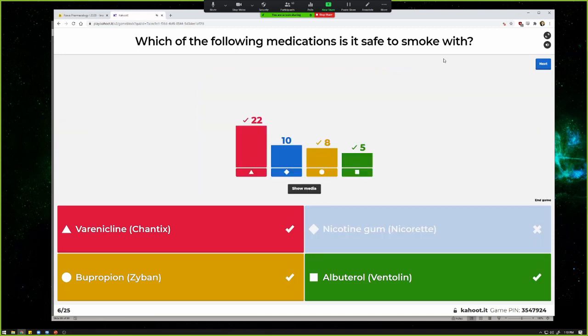You think? Well, there's also multiple answers here, so good job those of you who picked one of these three. You had a very good chance of getting that correct. So think about the mechanisms here. Remember that when you're using something like Nicorette gum, which is just nicotine, it is trying to replace what the patient's missing when they stop smoking.